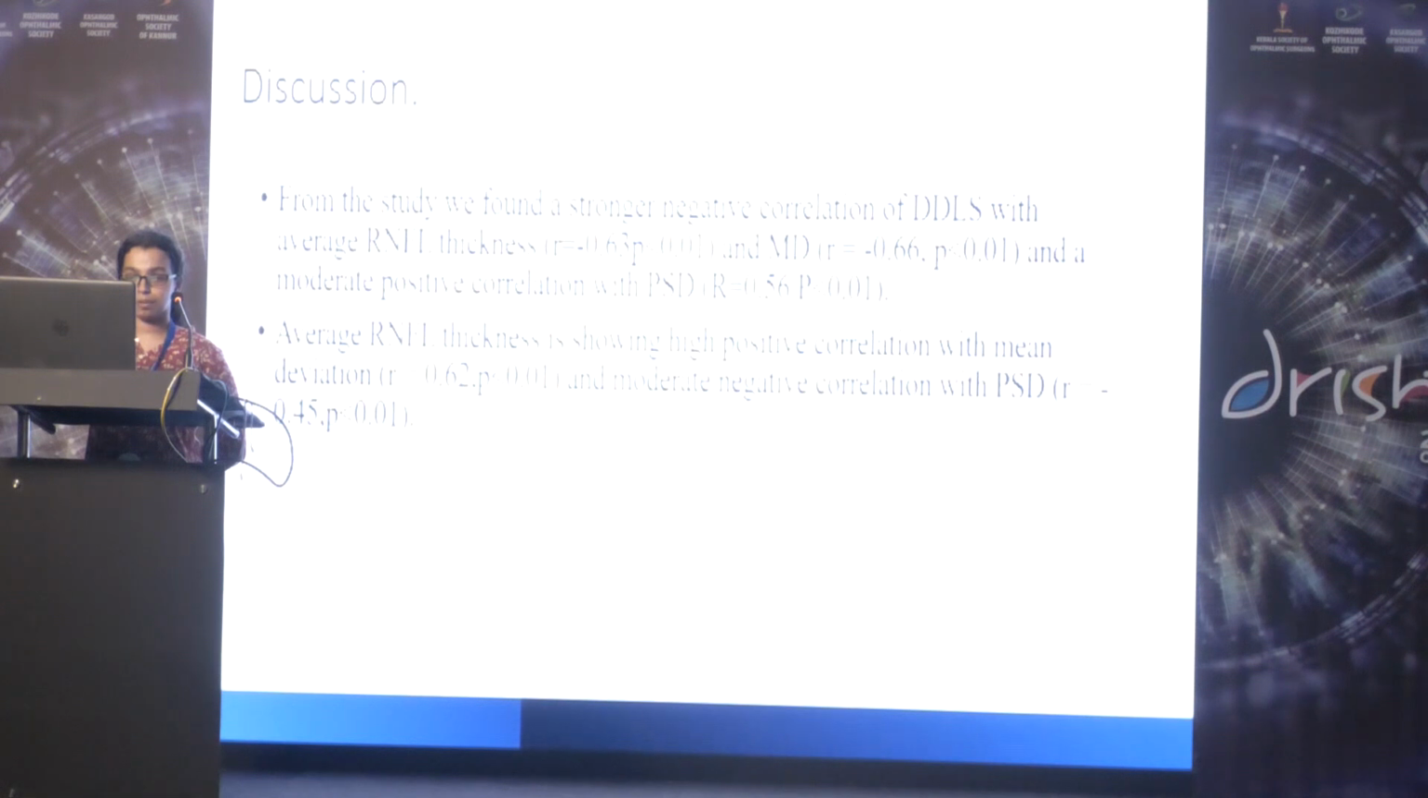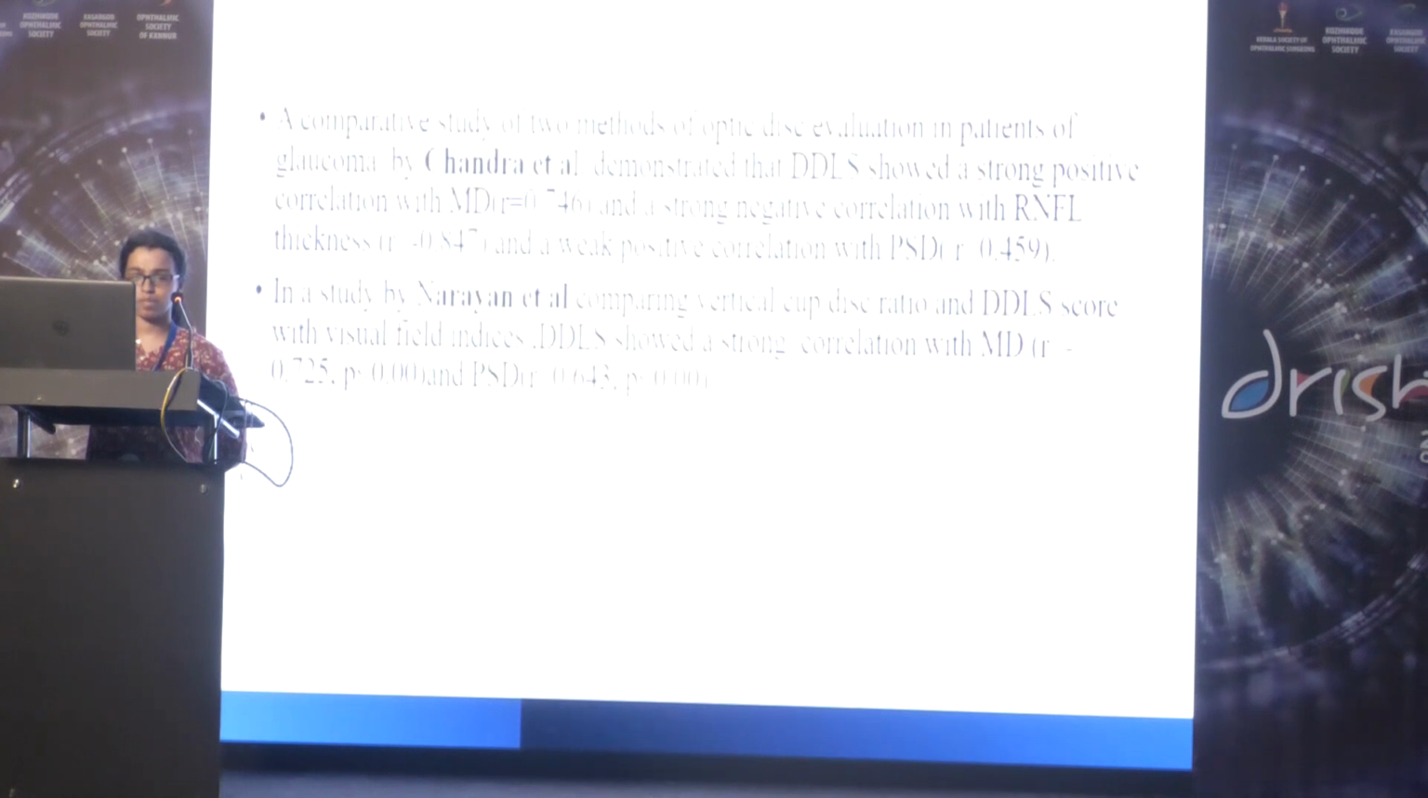Discussion: from the study, we found a strong negative correlation of DDLS with average RNFL thickness and mean deviation, and a moderate positive correlation with PSD. And the average RNFL thickness is showing high positive correlation with mean deviation and moderate negative correlation with PSD. A comparative study of two methods of optic disc evaluation in patients with glaucoma by Chandra et al. demonstrated that DDLS showed a strong positive correlation with mean deviation and a strong negative correlation with RNFL thickness and a weak positive correlation with PSD. In a study by Narayana et al., comparing vertical cup disc ratio with DDLS score with visual field indices, DDLS showed a strong correlation with mean deviation and PSD.